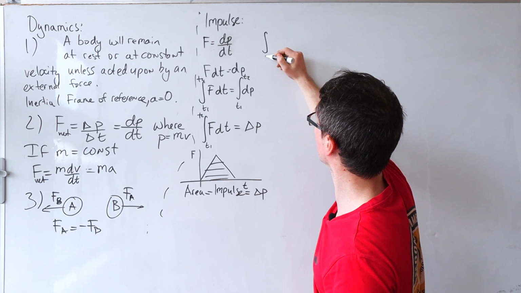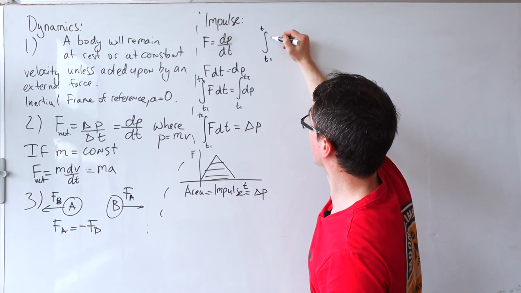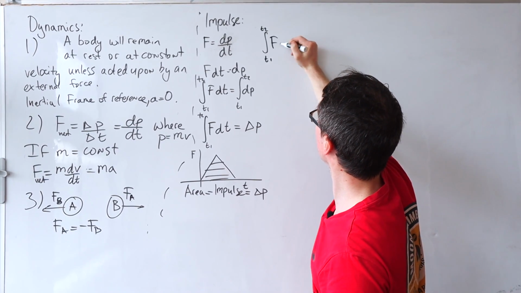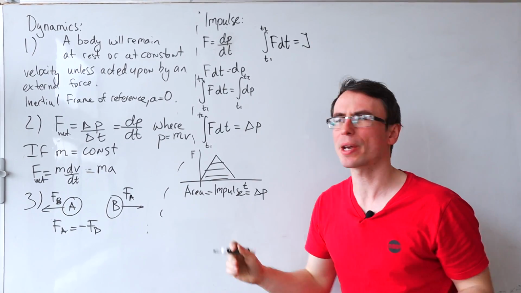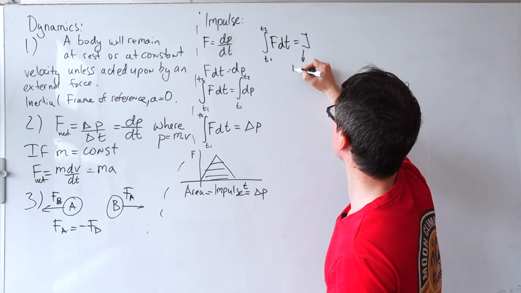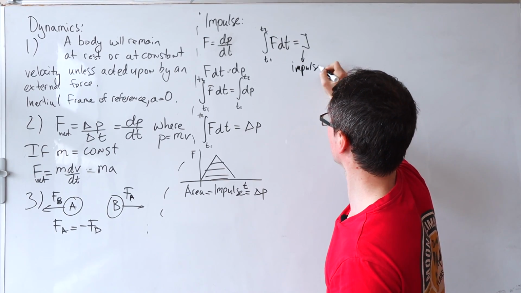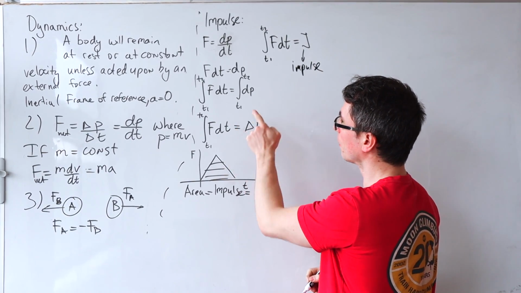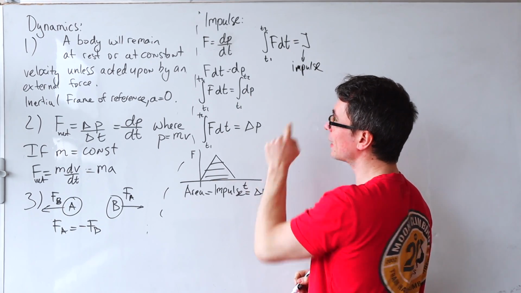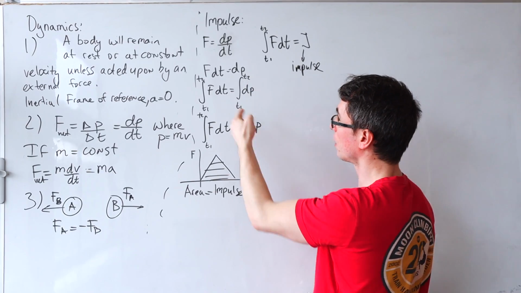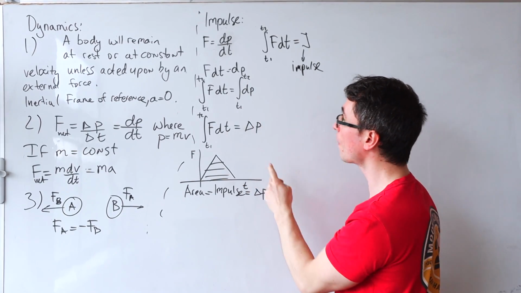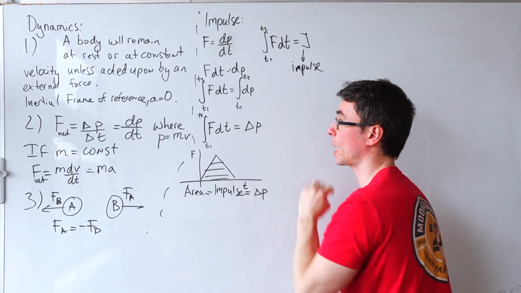Maybe I should write it over here, that this integral of F dt is often given the symbol J, but this can vary a little bit from country to country, and that is impulse. If we were to integrate all the tiny changes of momentum from one time to the other, we're going to get the overall change of momentum.